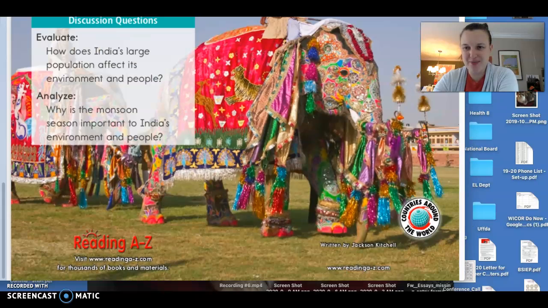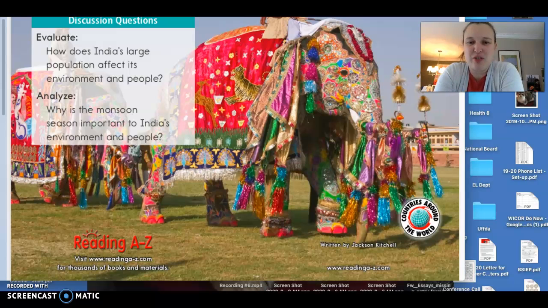Okay, I'm going to go back to the top. So we started with part one, looking at this picture of an elephant. I'm going to leave it there for you. You'll have a chance to think about how India's large population affects its environment and people. And then why is the monsoon season important to India's environment and people? So that's what we'll be discussing.